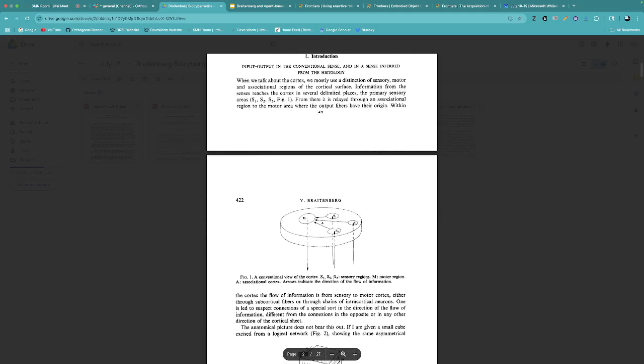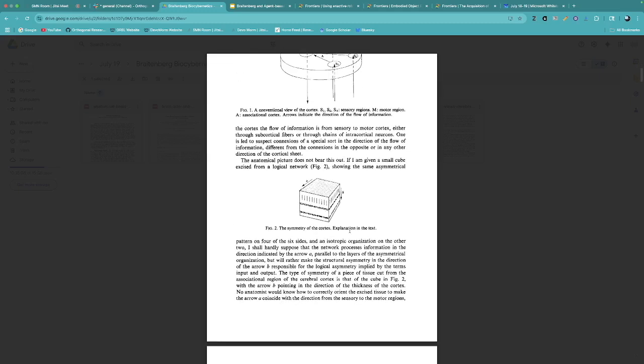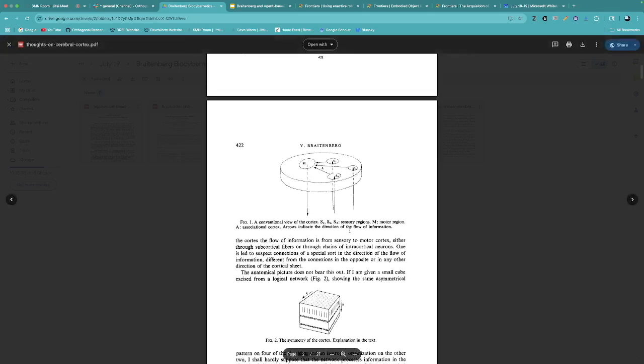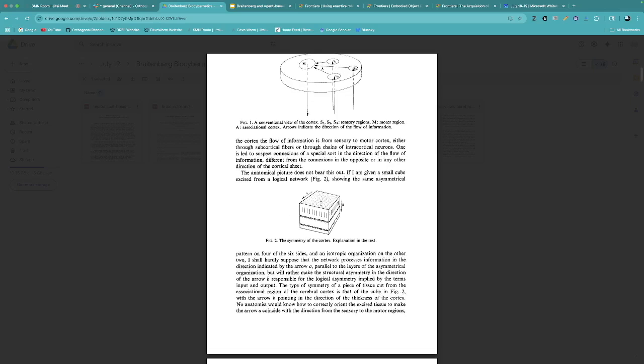And so, he gives us the conventional view of cortex as these modules that are distinct sensory areas. So you have connections between, say, sensory motor and motor. You might have visual and auditory, and you have to move between the regions. And so these are these regions of cortex, and then you have the symmetry of the cortex, which is this layered cortex.